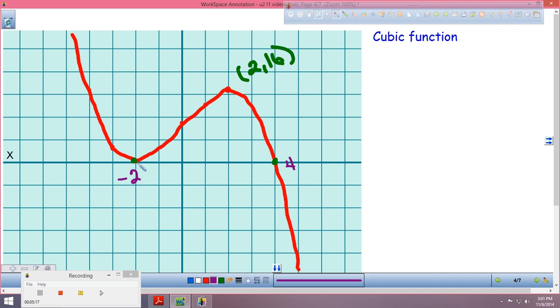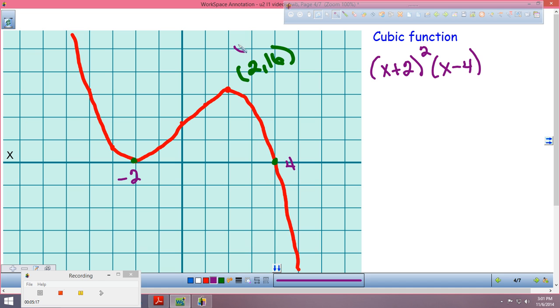Recall that when the graph just touches down and bounces off of the x-axis, that factor is going to be squared. So the factor associated with this x-intercept is x plus 2, and it's squared because of that bounce. And then the factor associated with this x-intercept at positive 4 will be x minus 4. I've got this ordered pair. This graph goes to the point 2, 16.